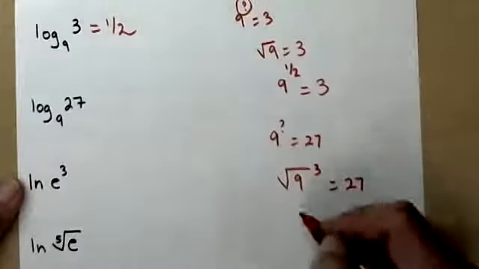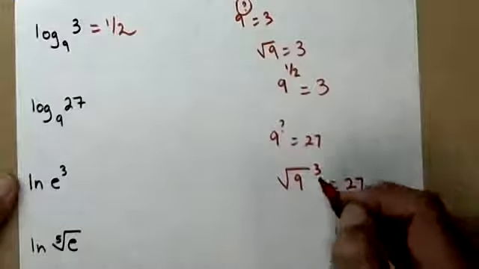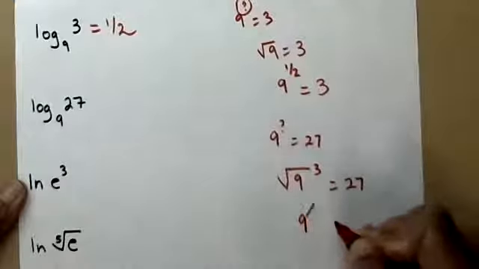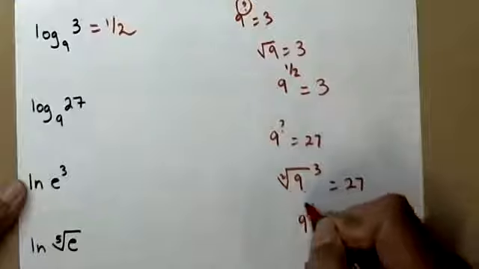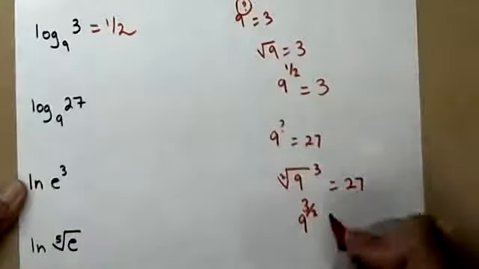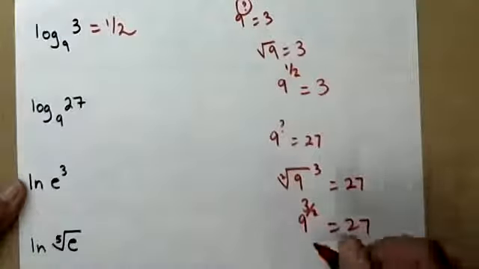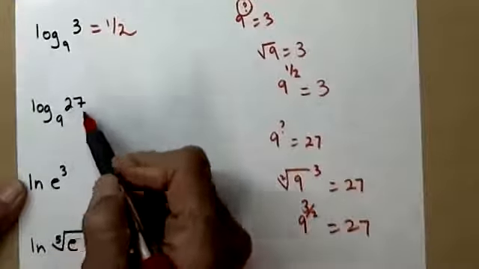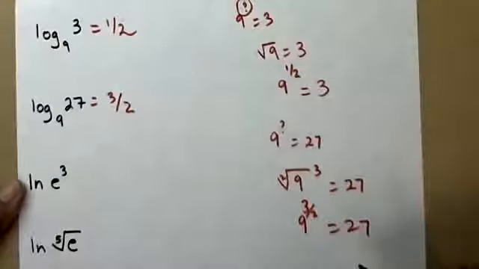If you're worried that I'm using radicals instead of exponents, remember how they're related. If you have a radical, you can write that as a fractional exponent. The radicand 9 is your base, the index, that 2 that we don't write, is the denominator, and the 3, the thing we raise it to, is the numerator of the exponent. Since this is true, 9 to the 3/2 is 27. Log base 9 of 27 is 3/2, or 1.5.